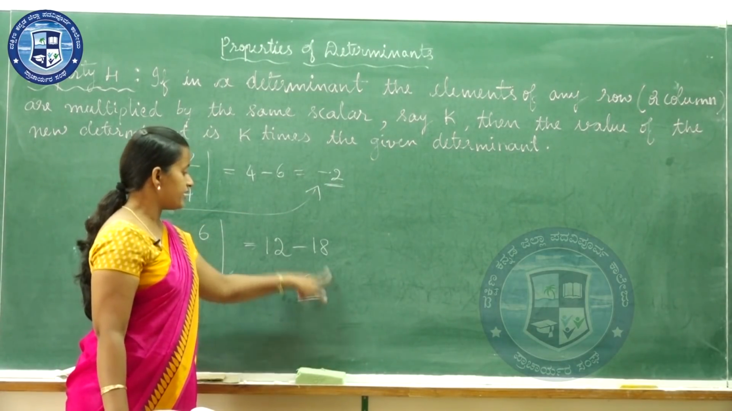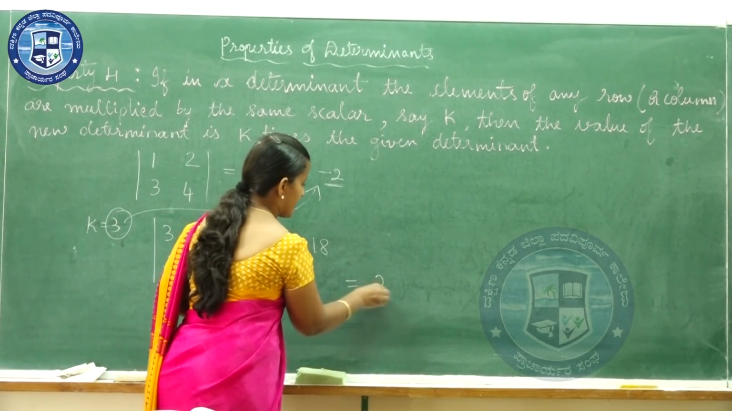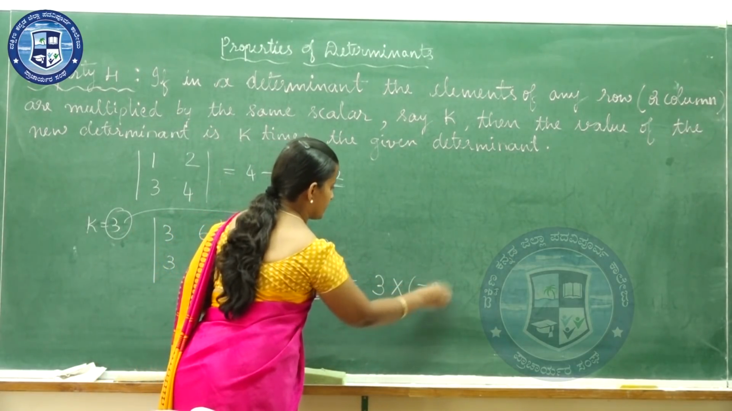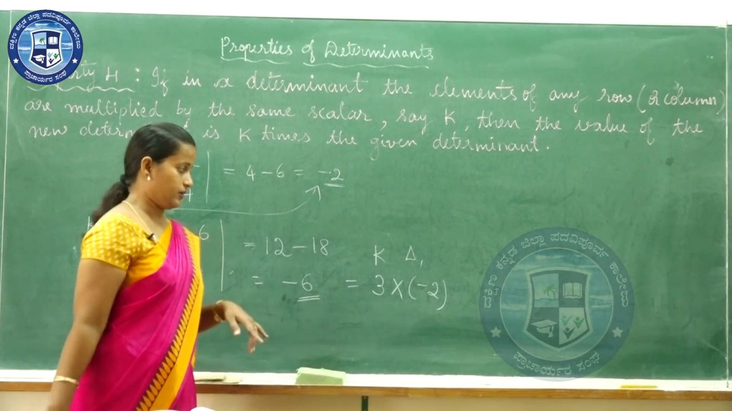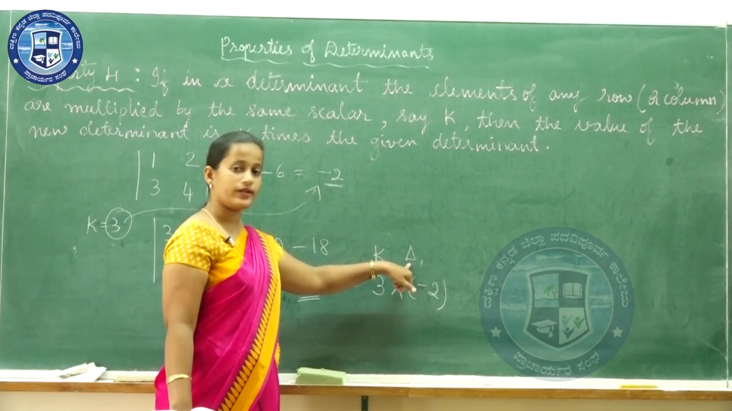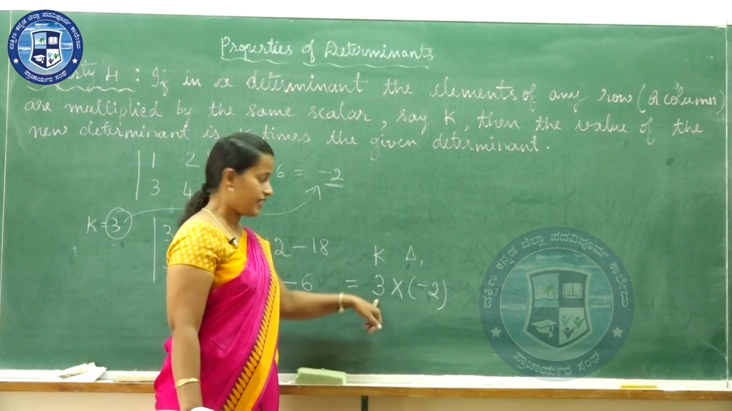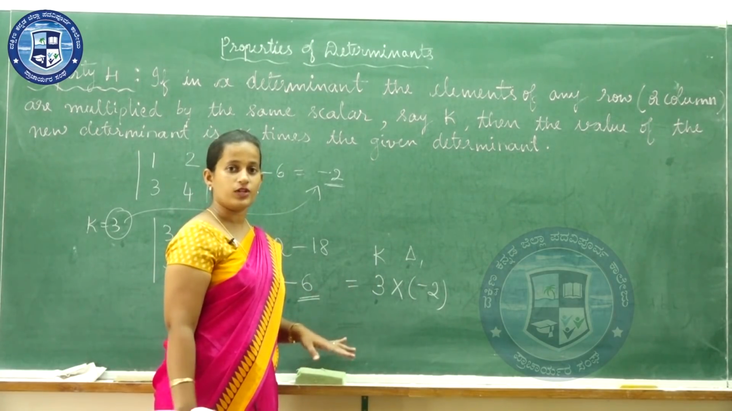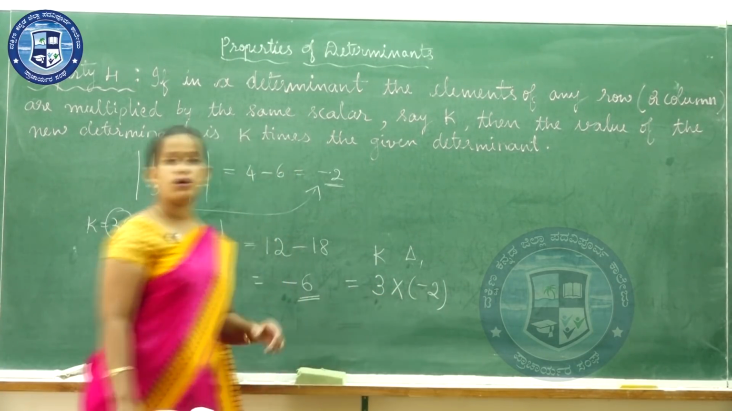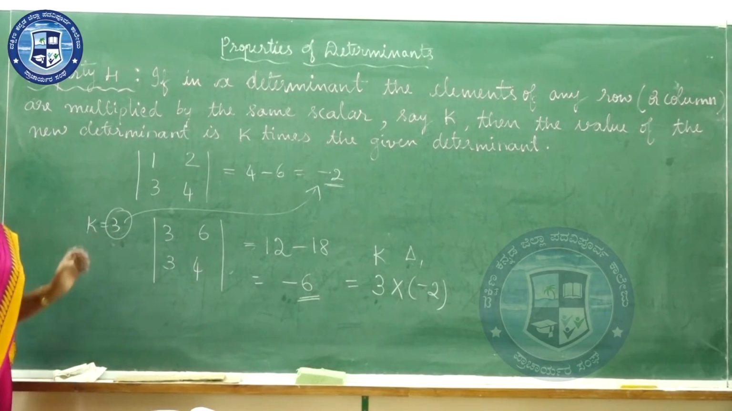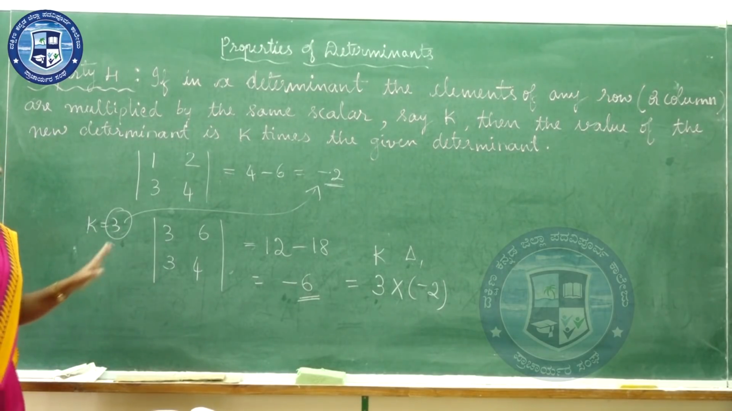So new determinant is nothing but scalar times the old determinant, that is k times the old determinant delta 1. If you consider delta 1 as the old determinant, this scalar as k, then the new determinant will be equal to k times delta 1. That is scalar times the old determinant. So this is what the property is saying. So we have verified it. So let us prove it. Proof.